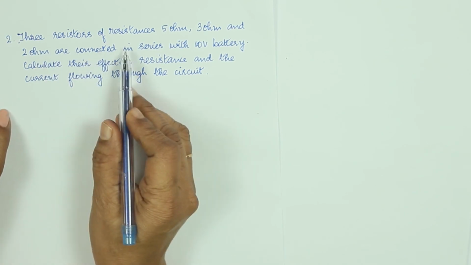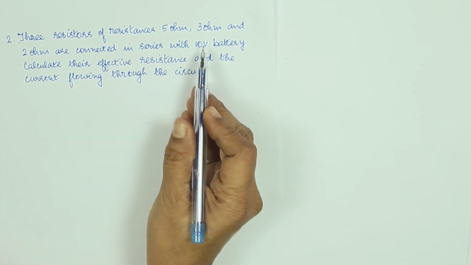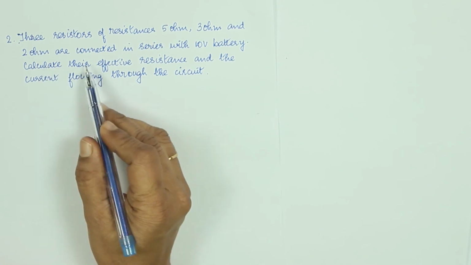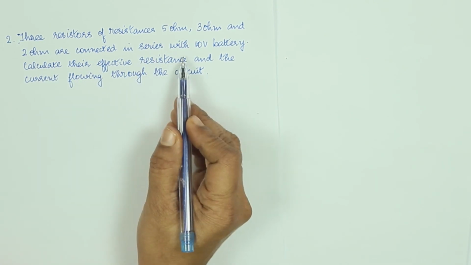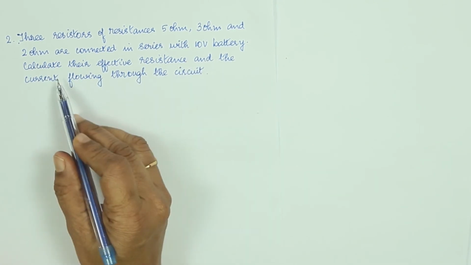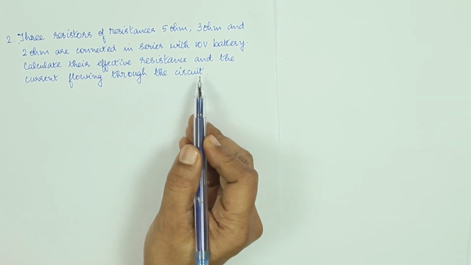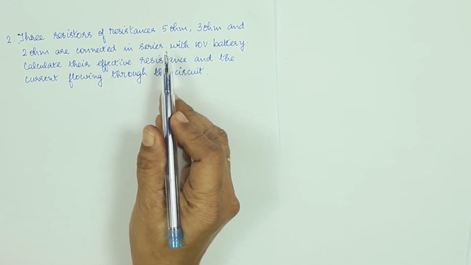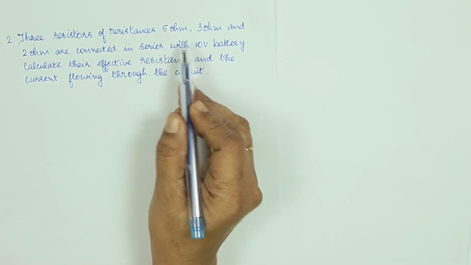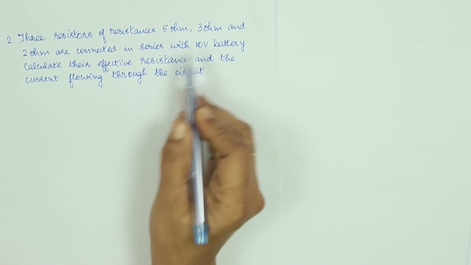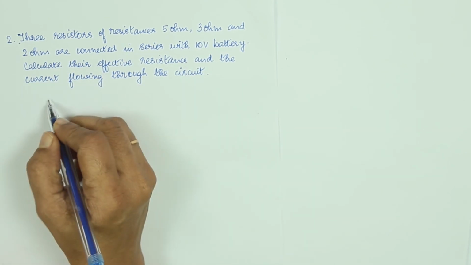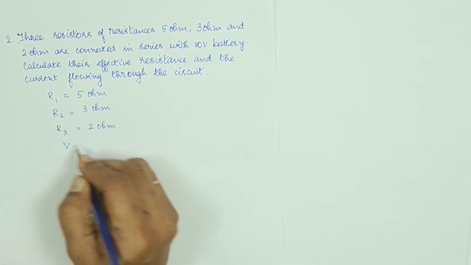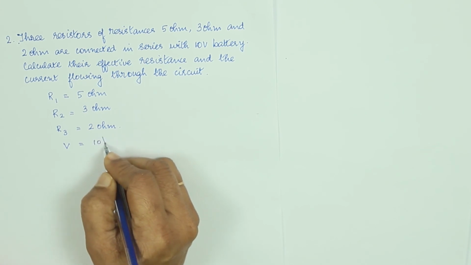3 resistors of resistances 5 ohm, 3 ohm and 2 ohm are connected in series with 10 volt battery. Calculate their effective resistance and the current flowing through the circuit. So இங்கே என்னென்ன கொடுத்துருக்காங்க பாருங்கள். 3 resistors, 3தோட value வந்து 5, 3 and 2 ohm. So அது முதல்ல நம்ம எடுத்து எழுதிக்கலாம். The potential difference V is equal to 10 volt.